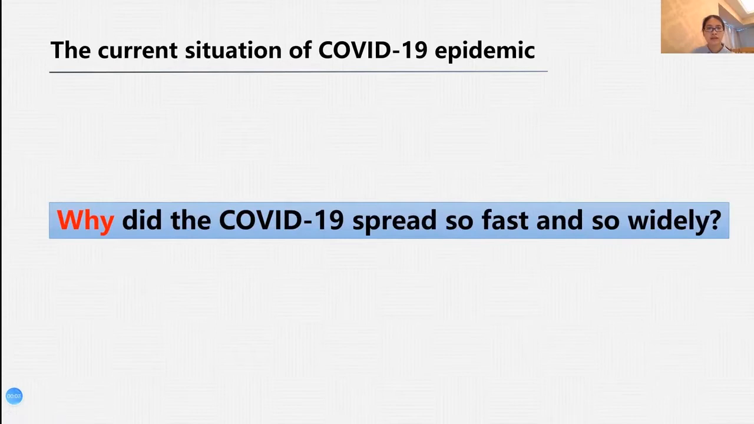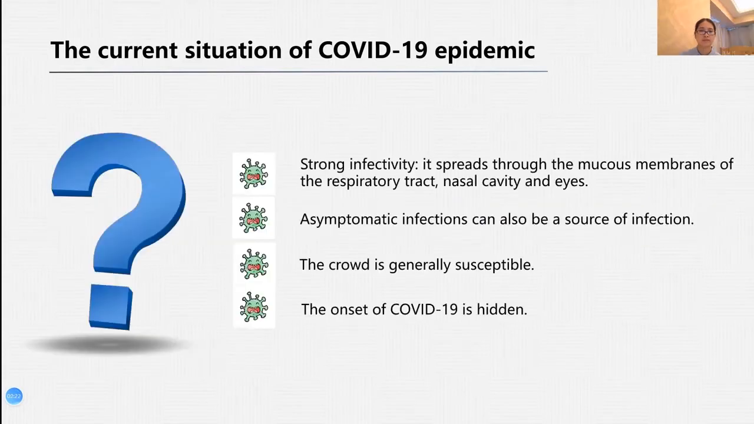So why did the COVID-19 spread so fast and so widely? As we know, the novel coronavirus has high infectivity. It spreads through the mucous membranes of the respiratory tract, nasal cavity, and eyes. And asymptomatic infections can also be a source of infection. The crowd is generally susceptible, and the onset of COVID-19 is hidden.